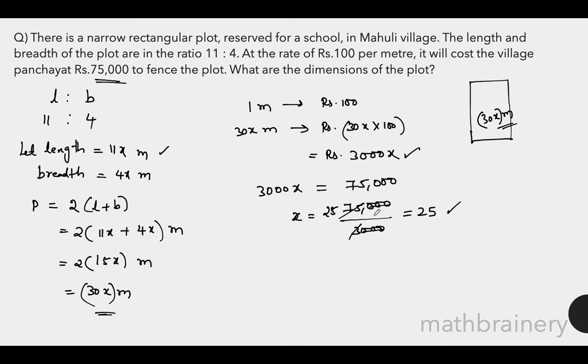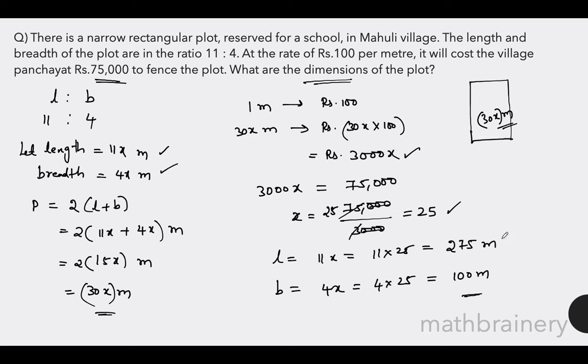When x is equal to 25, then what must be length? Length is 11x, that is 11 into 25, which is 275 meters. And what should be breadth? Breadth must be 4x meters. So it is 4 times 25, which is 100 meters. So what are the dimensions of the plot? That is, the length and breadth of the plot are 275 meters and 100 meters. Let's look at the next question.